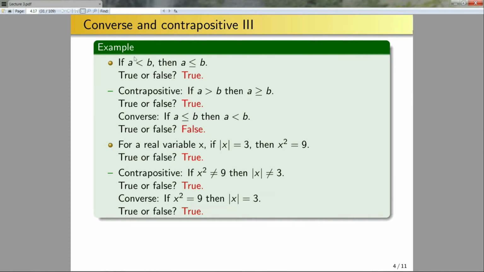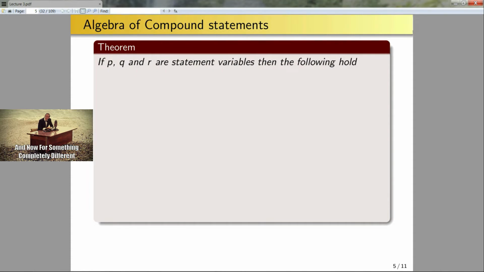So here we've seen an example where the statement and the converse have different truth values and where the statement and the converse have the same truth values. So do be wary when considering converses. The converse does not always have the same truth value as the original statement, but the contrapositive does. Okay, now on to something completely different.